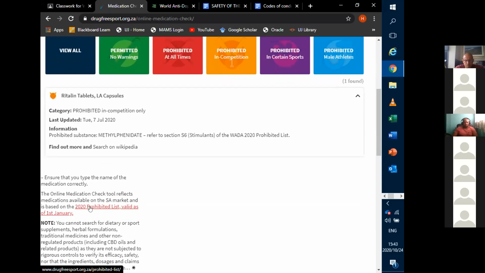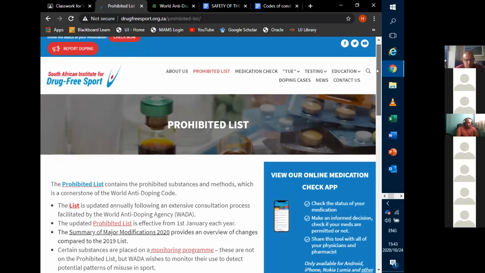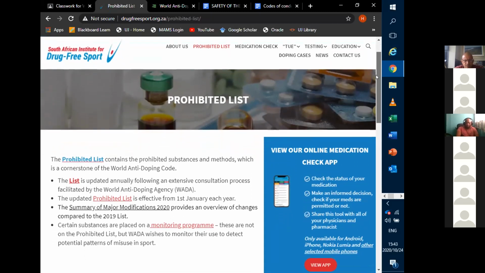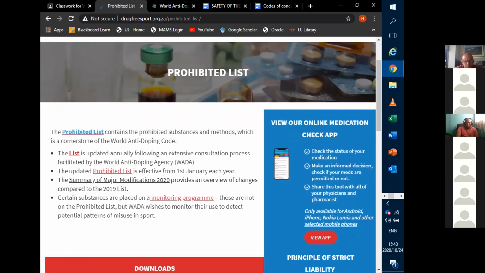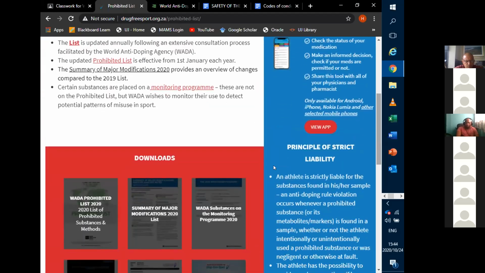Here's the prohibited list, the 2020. What WADA does is they update their list on the 1st of January of each year. And with each year, there are more and more medications or different kinds of substances that are on this list. And so if you go in here, you can have a look at what the prohibited list is. There we go. It's effective from the 1st of January, etc. And here's the app that you can download. And then you can also download all of the different things from WADA.